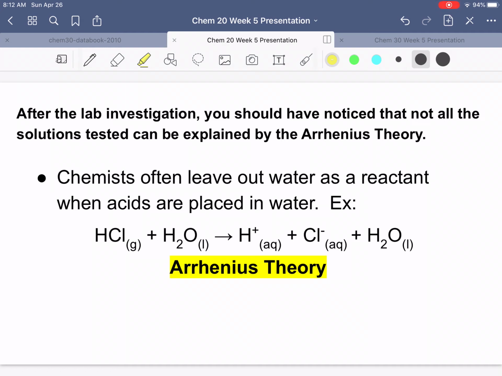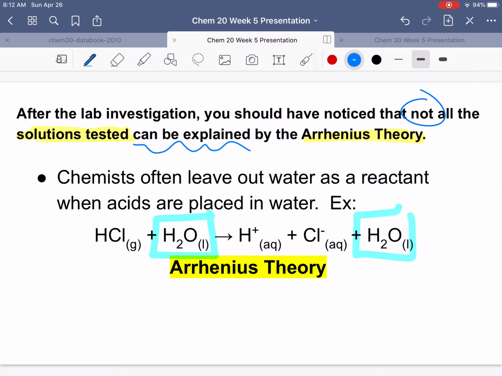Now, you should have seen that some of the solutions really did not match Arrhenius' theory. They couldn't be well explained. So, if you can't explain everything with a theory, that means the theory needs to evolve. It has to be altered in order to match all of the evidence. There's a habit up to this point, and it still happens quite often, where chemists will take water and completely leave it out of a reaction.